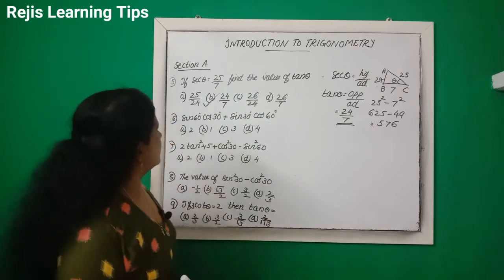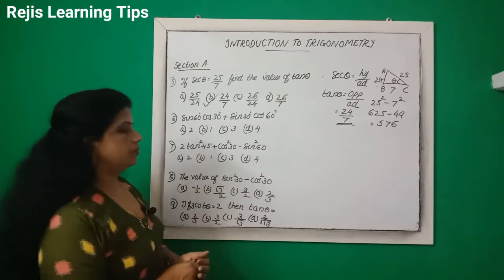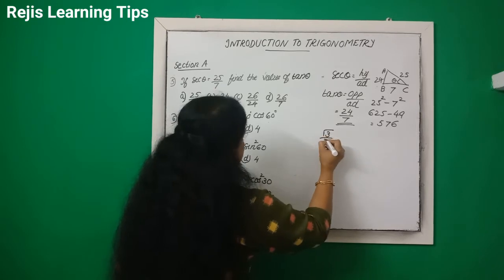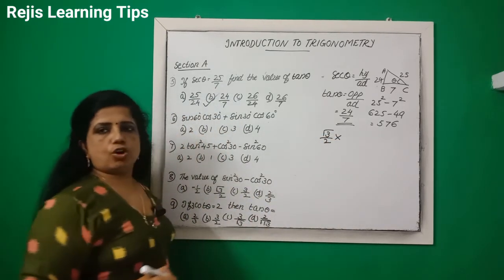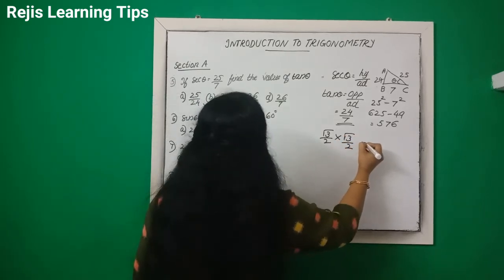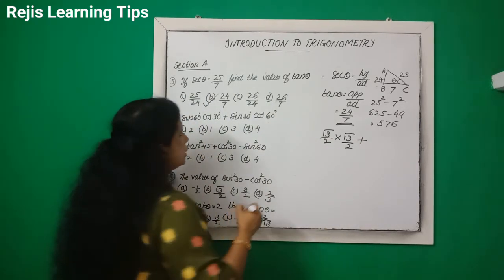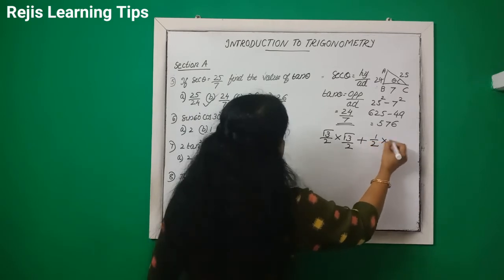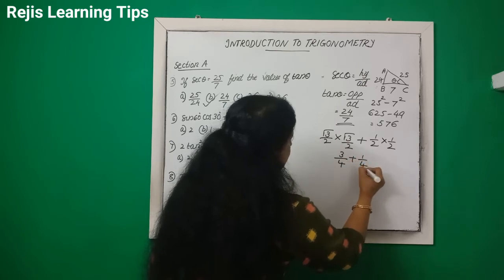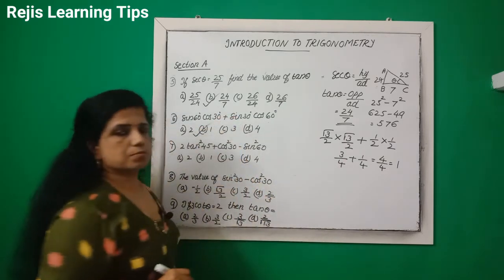Understood? Okay. Then next, sin 60 into cos 30 plus sin 30 into cos 60. Sin 60 that is root 3 by 2 into cos 30 also root 3 by 2, plus sin 30 that is 1 by 2 into cos 60 that also 1 by 2. So, 3 by 4 plus 1 by 4 is equal to 4 by 4, is equal to 1. So, our option is B.